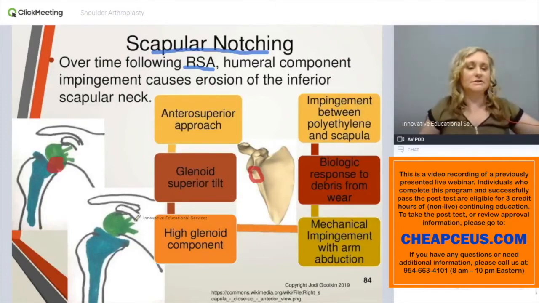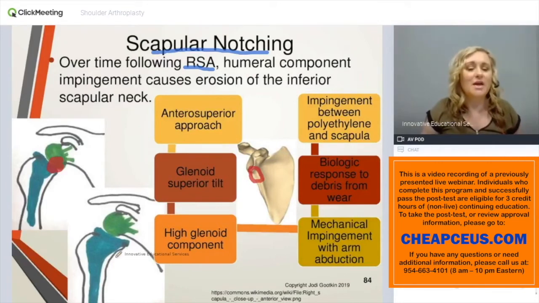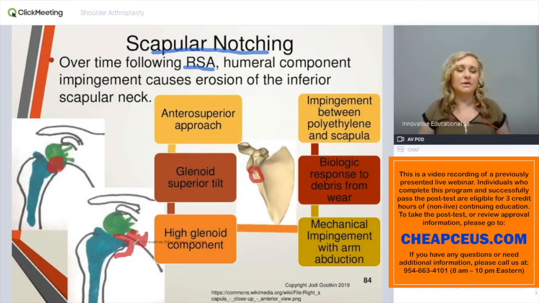Look at this left image. This is terrible art, but it'll give you a giggle and conveys the point that this medial lip here of the prosthetic component starts to wear out the lateral border of that scapula.